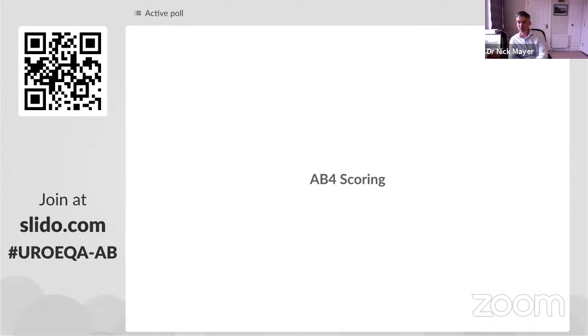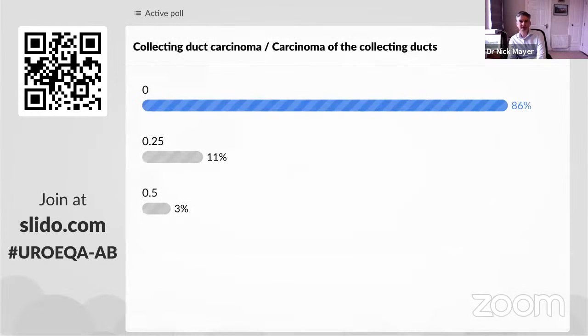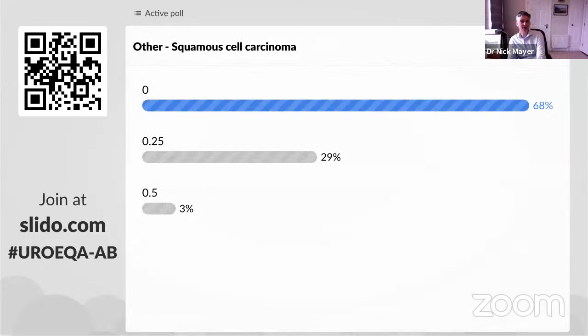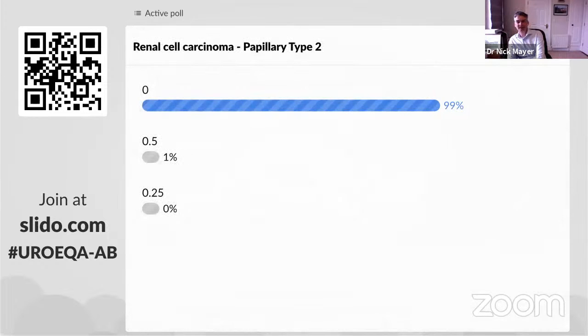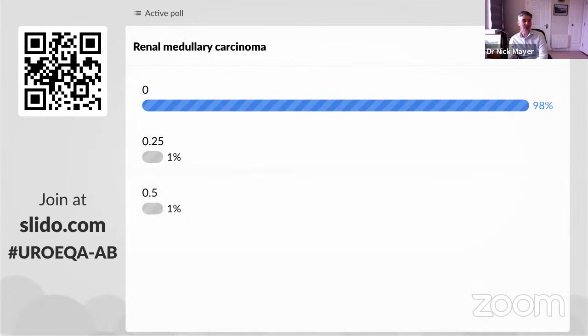Okay, we're well over 120 now, so we'll see what people think. So full marks, 0.5 for urothelial carcinoma, 0, nil point for collecting duct, nil for squamous cell carcinoma. I tried. Papillary type 2, 0, and renal medullary 0 as well.